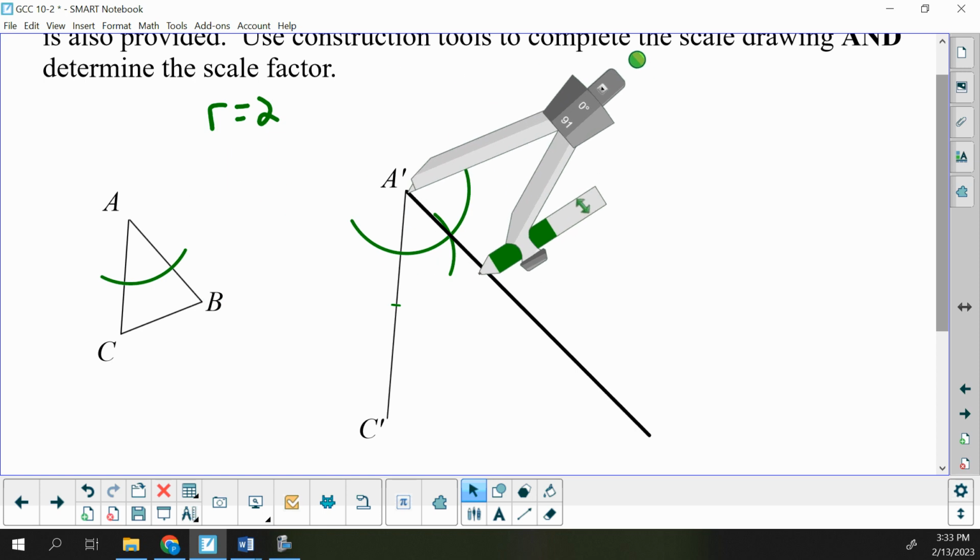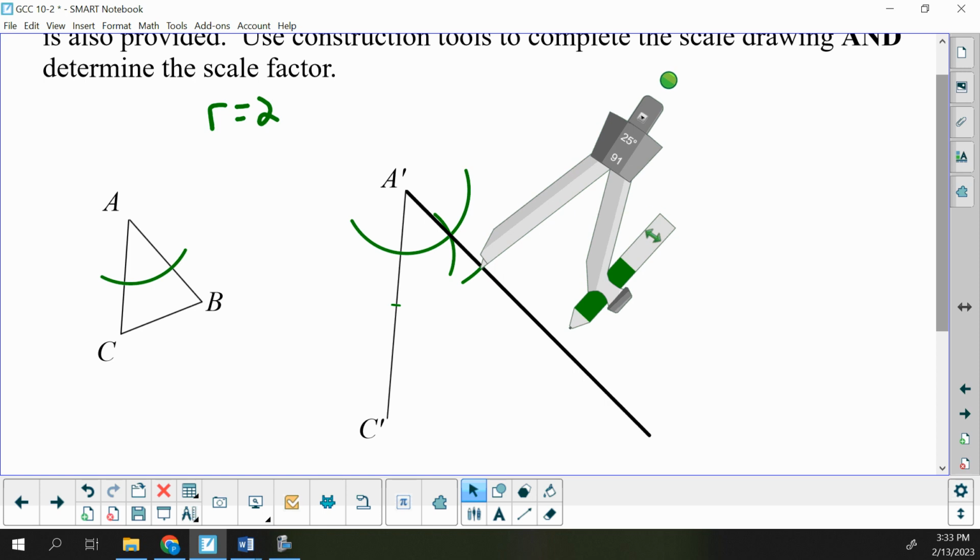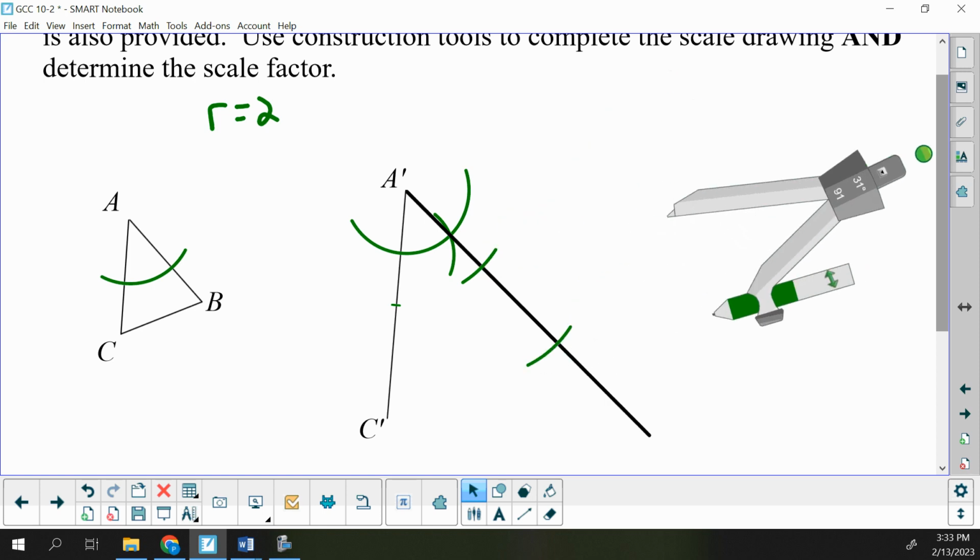So I'll bring my point over to A prime, mark it off once, mark it off twice. We'll call this spot B prime. We'll connect C prime and B prime. And there's our scale drawing with a scale factor of 2, which we were able to figure out by measuring the original length of AC and comparing it to the length of A prime, C prime.